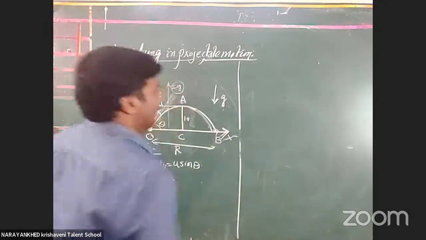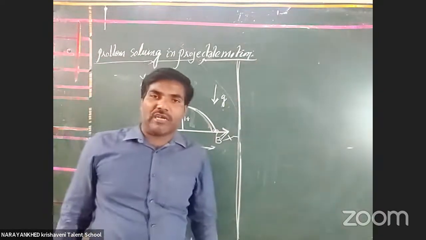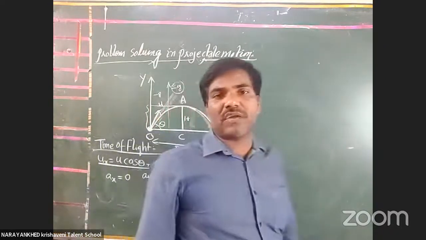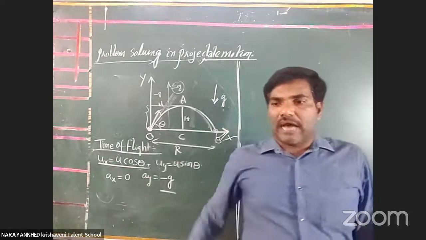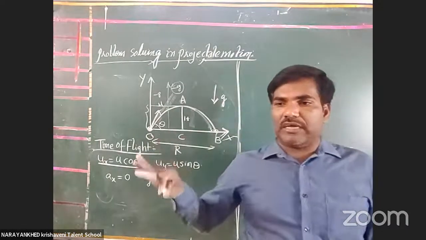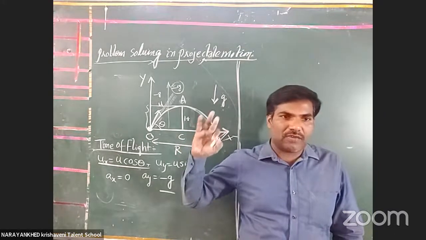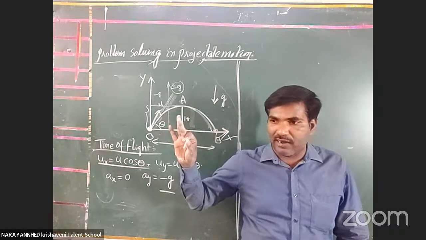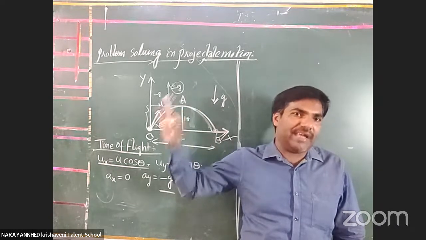Time of flight means what? The time taken for the total traveling distance of the body in the air. That is only called time of flight. What is the meaning of time of flight? The meaning of time of flight is the time taken for the body to travel in the air. Okay, clear or not? Yes, total time taken for the body traveling in the air.